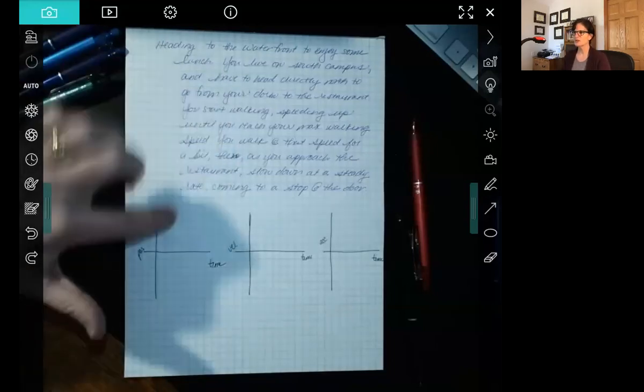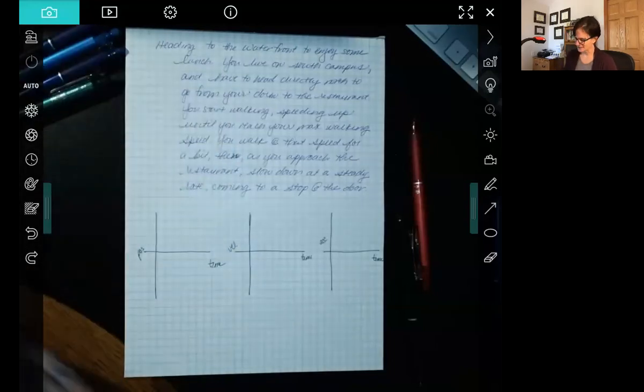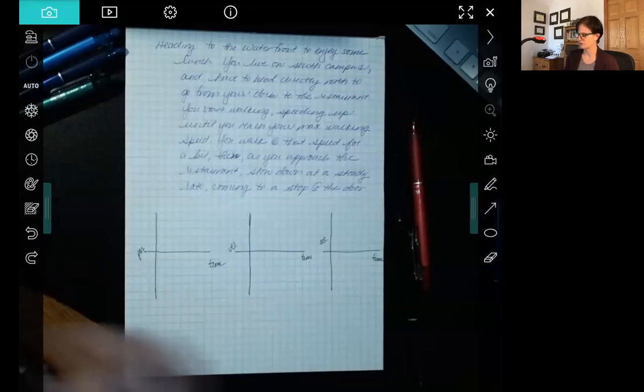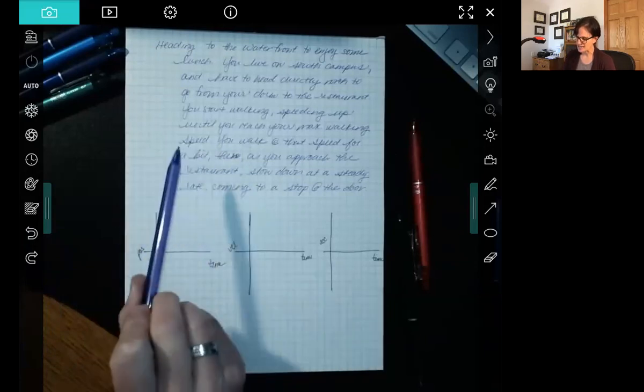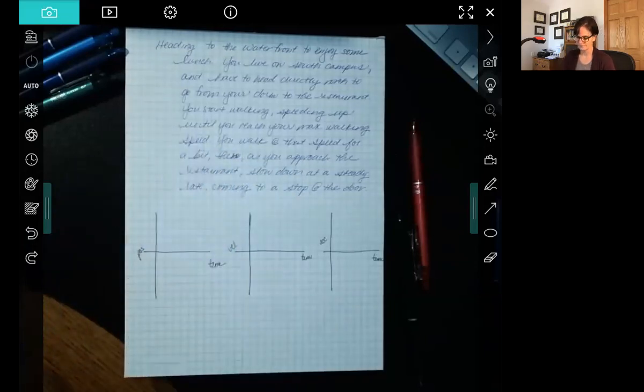Okay, so here's our story about going to the waterfront, and we have the three graphs laid out: velocity versus time, position versus time, and acceleration versus time. Now, what I typically like to do is start with the velocity versus time, sort of, what is the motion looking like as I make this trek from South Campus up to the waterfront. So it says that I start walking. So if I start walking, that means I've started at 0 and I'm going to begin walking.